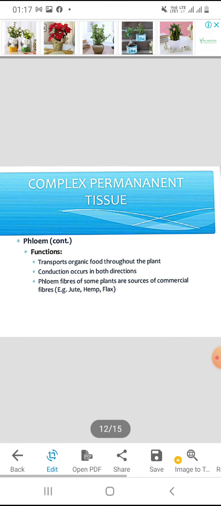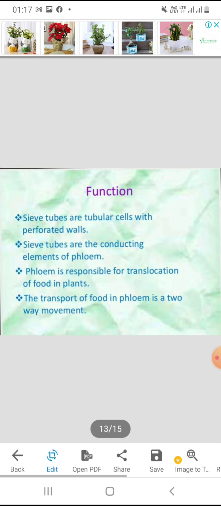Now the function of phloem is to transport organic food throughout the plant. Conduction occurs in both directions. Phloem fibers of some plants are a source of commercial fibers, for example jute, hemp, flax. Sieve tubes are tubular cells with perforated walls. Sieve tubes are the conducting element of phloem. Phloem is responsible for translocation of food in plants. The transport of food in phloem is a two-way movement.